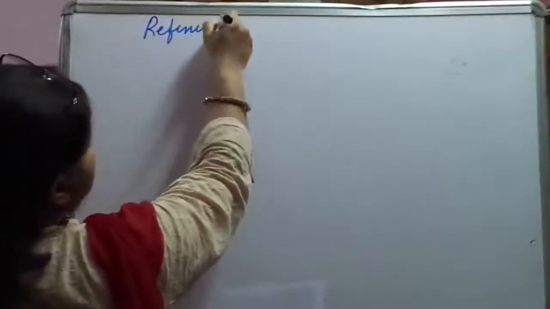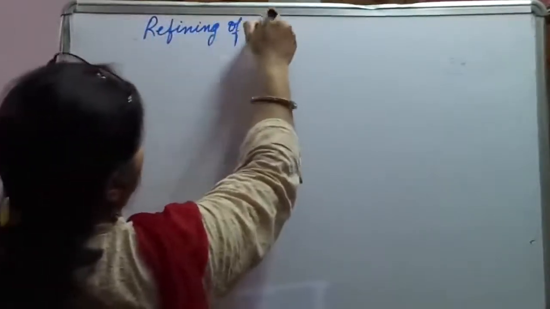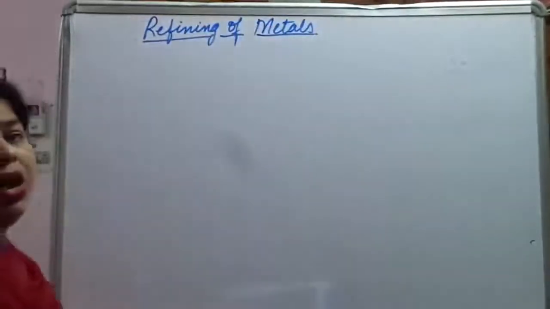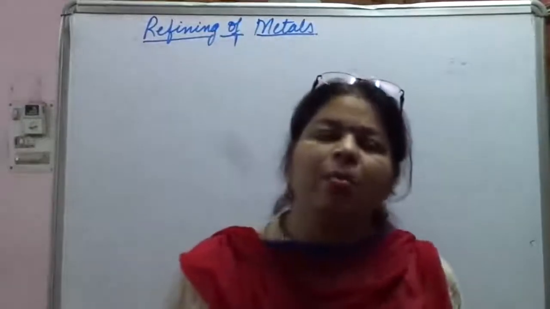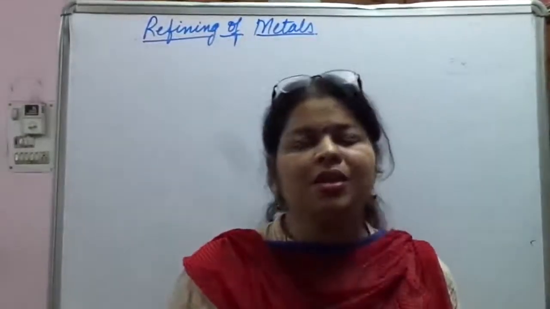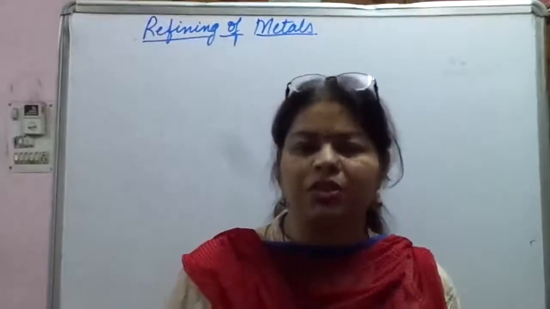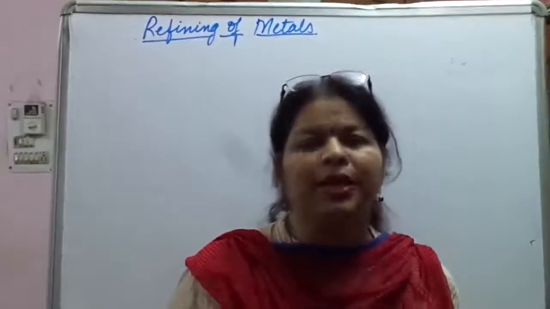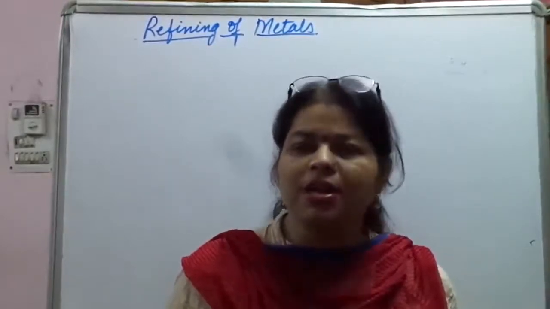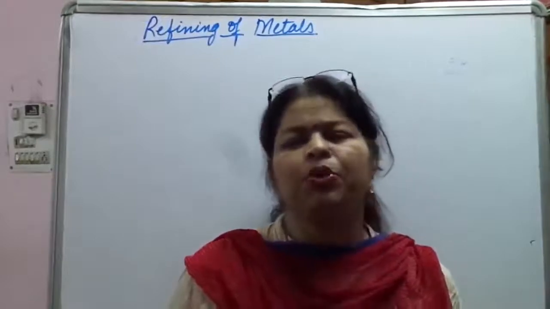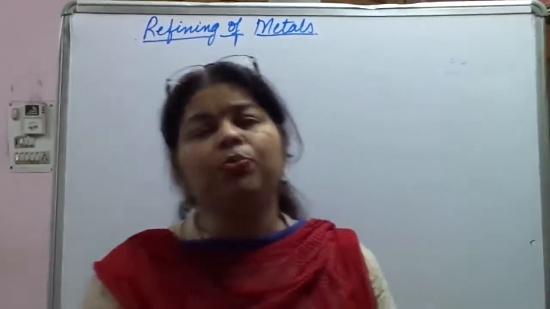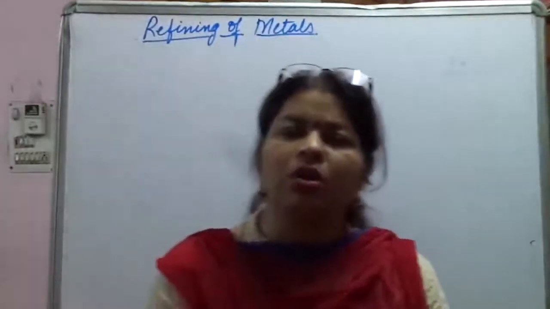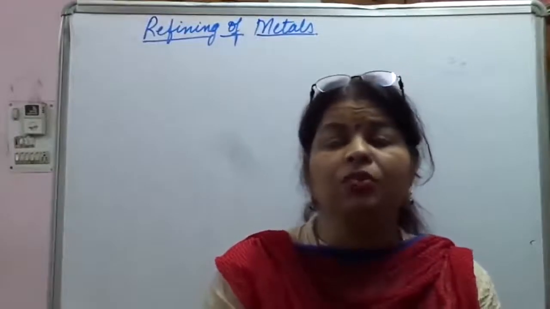The last step, refining of metals. How are metals refined? See, the metals that we have isolated by the methods we have discussed so far are said to be crude metal, because they may contain some impurities, and they are converted into pure metals by a number of methods. So the first one that we are going to talk about is the refining of metals.